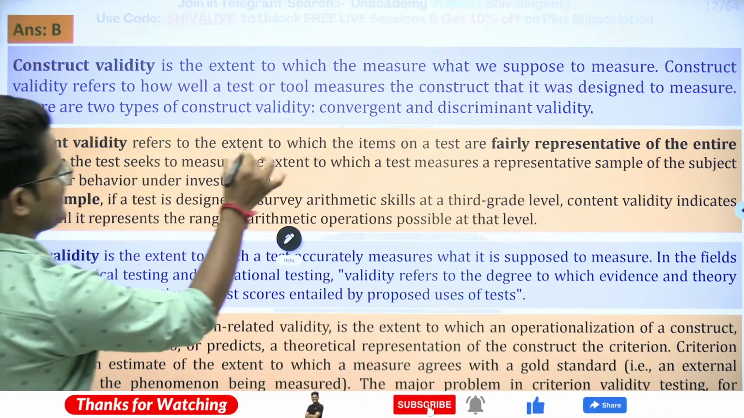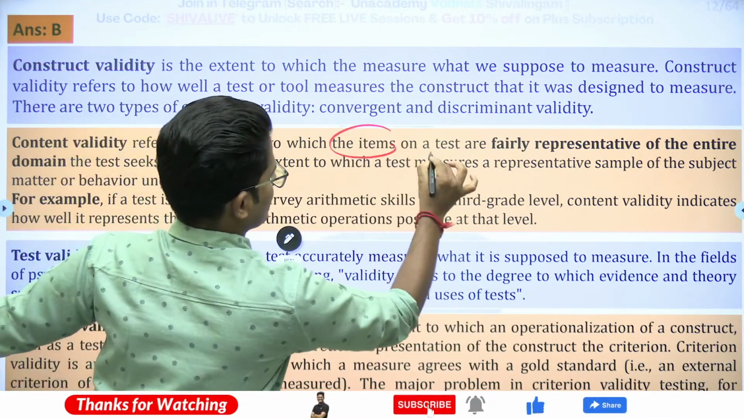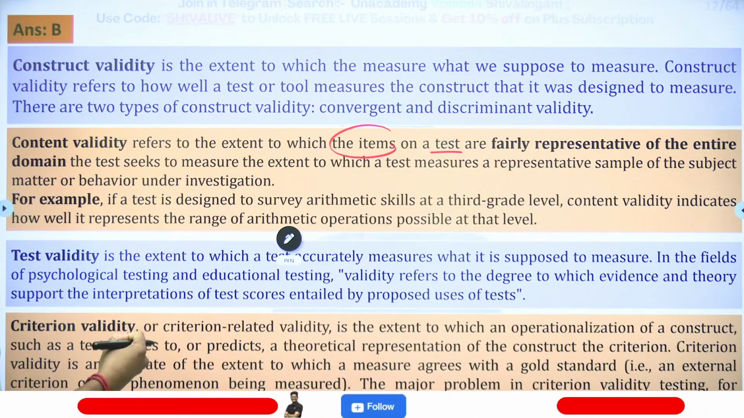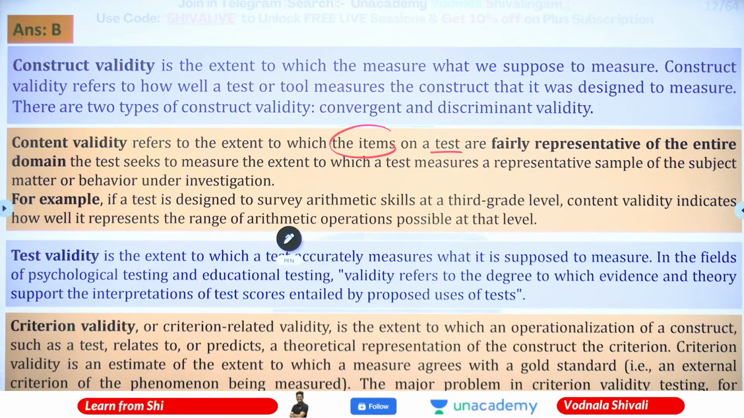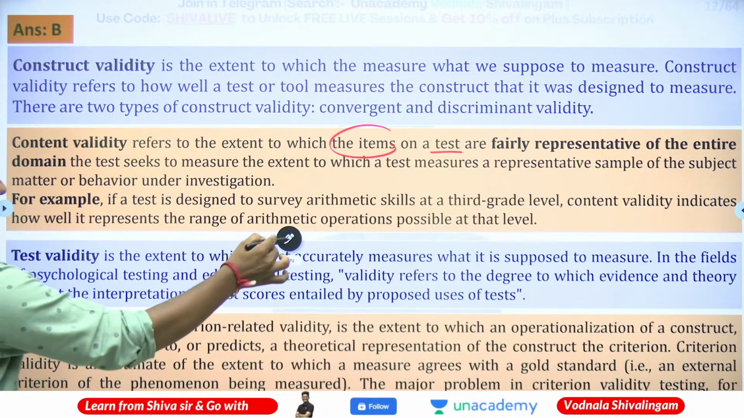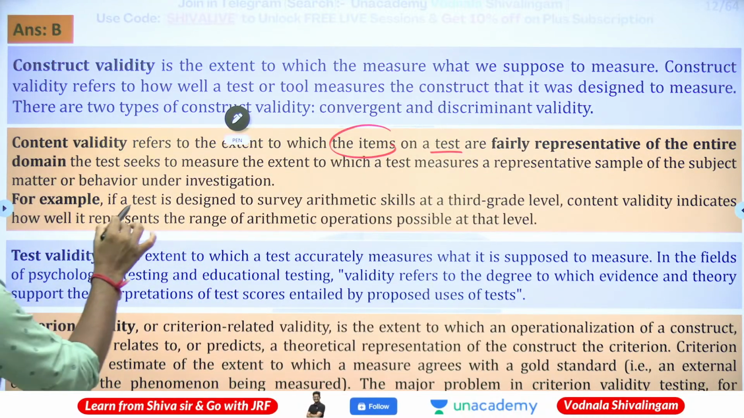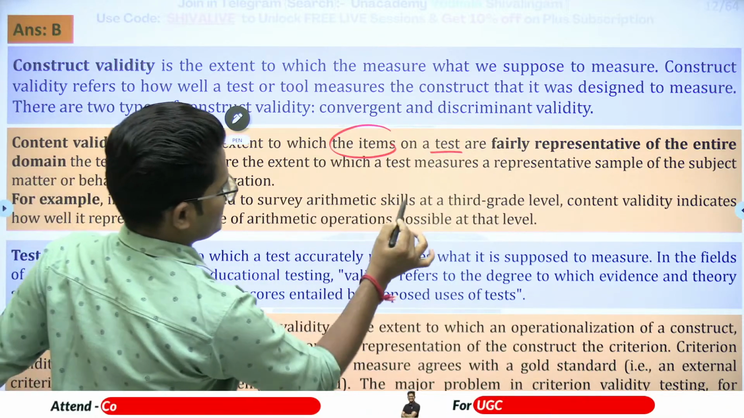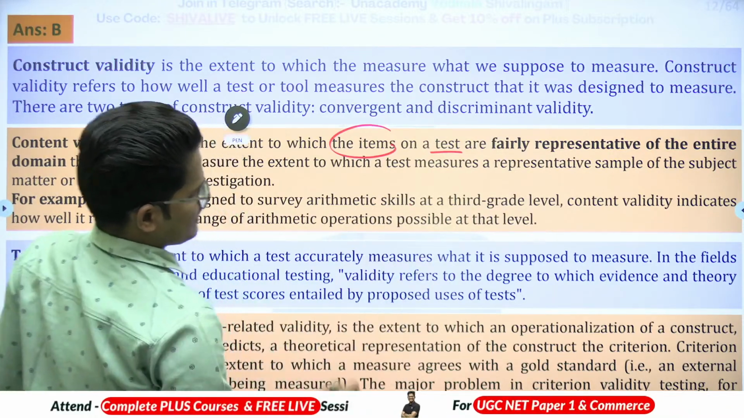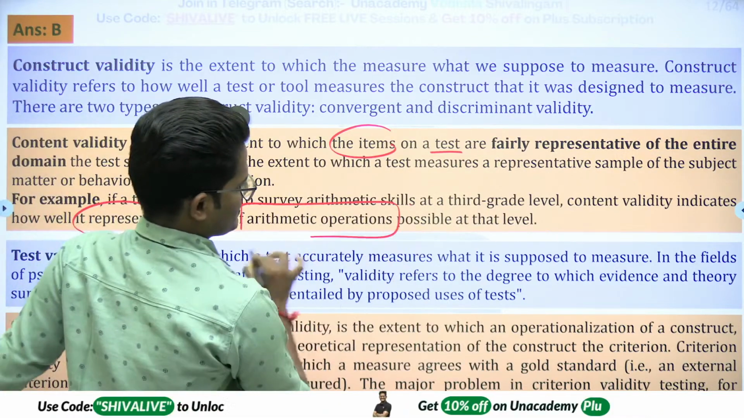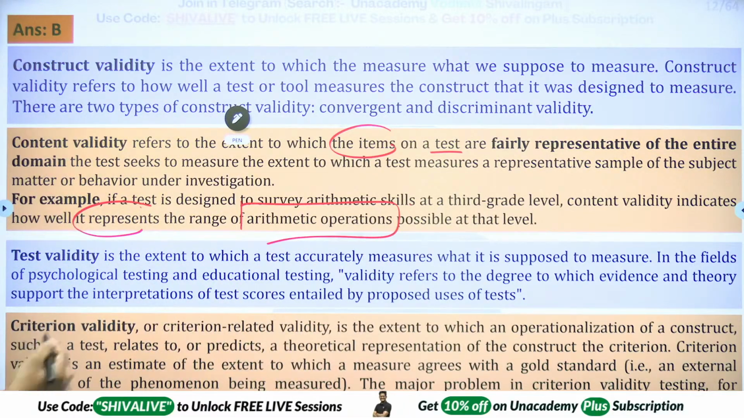So content validity refers to the extent to which the items of a test are fairly representative of the entire population or entire domain, which clearly indicates the main content of the particular task. If a test is designed to survey arithmetic skills at a third grade level, content validity indicates that the items represent a range of arithmetical operations possible at that level.